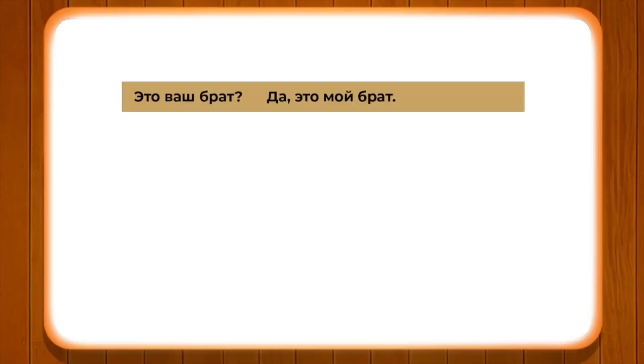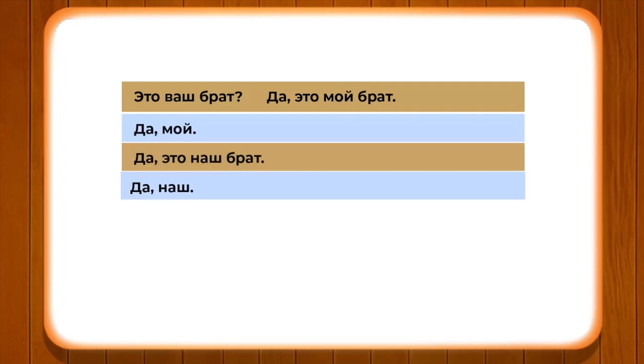So now we are going to use это ваш брат? Да, это мой брат. Да, мой. Да, это наш брат. Да, наш. So these kinds of examples are very important in order to understand clearly how to form new simple sentences based on the vocabulary, the exercises, and the modules information which you have got, so that you will be able to communicate in Russian properly.